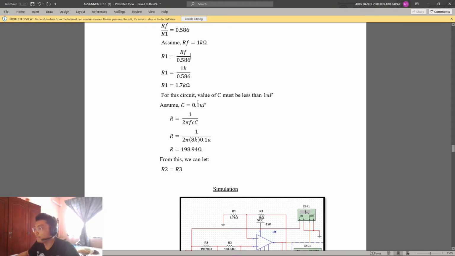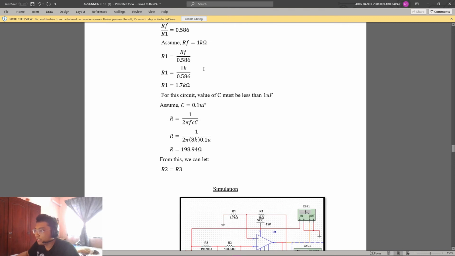Then after we get the value of C, we just need to use this formula, FC equals 1 over 2 pi RC. Then I make R the subject to find my resistor in the circuit. We put in the values we have: FC, which is our cutoff frequency at 8 kilohertz, and the capacitor, which I assumed already, 0.1 microfarad. Then we calculate and get the value of R, which is 198.94 ohm.